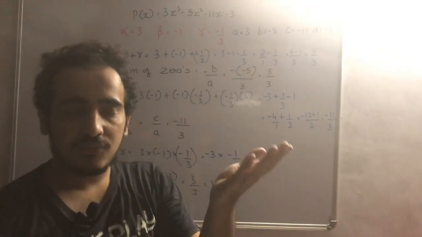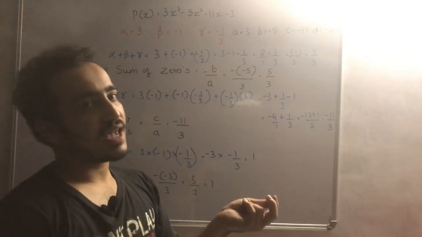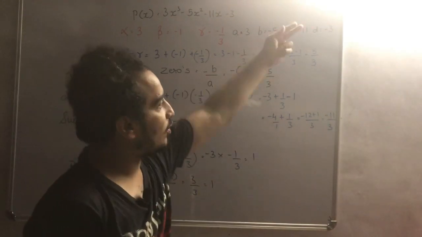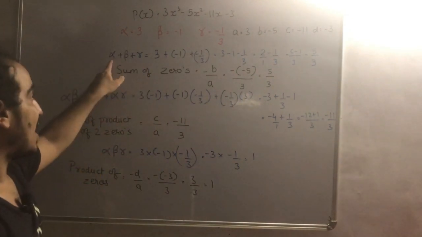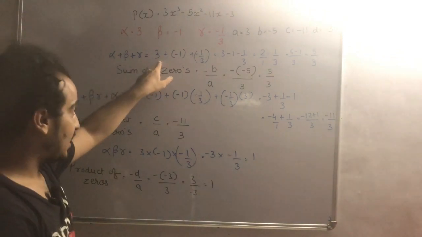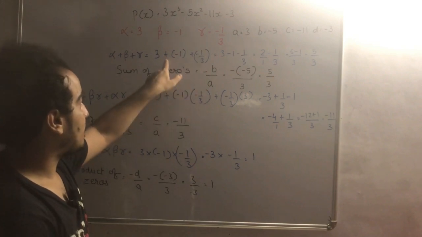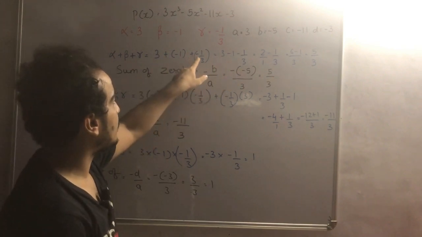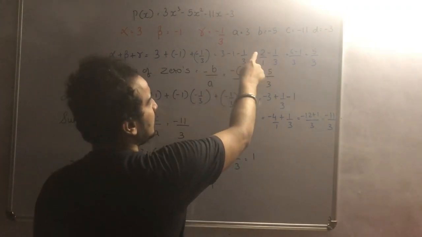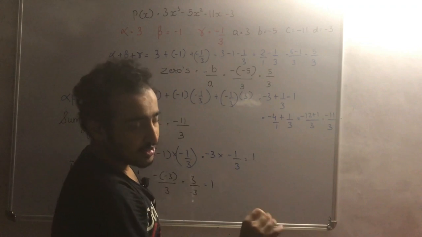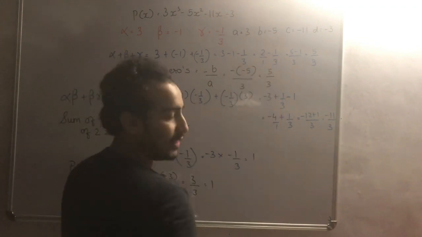We know the basic form of a cubic polynomial is ax cube plus bx square plus cx plus d. According to that we have seen the values of a, b, c, d. Now the sum of zeros means alpha plus beta plus gamma, that is 3 plus minus 1 plus minus 1 by 3. So here plus minus minus, here also plus minus minus. So one by one we will solve. So 3 minus 1 is 2. If there is nothing in the denominator you can keep 1. So 2 by 1 minus 1 by 3.